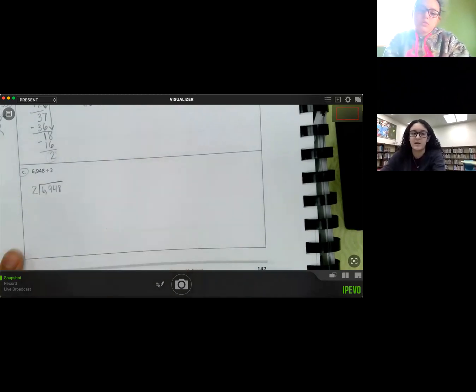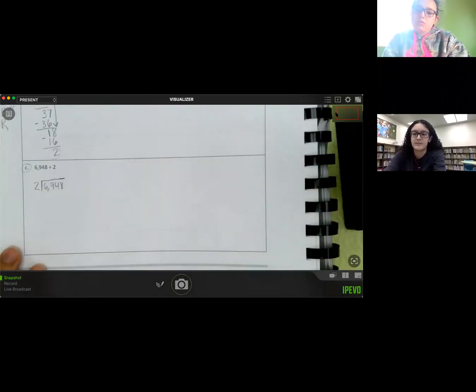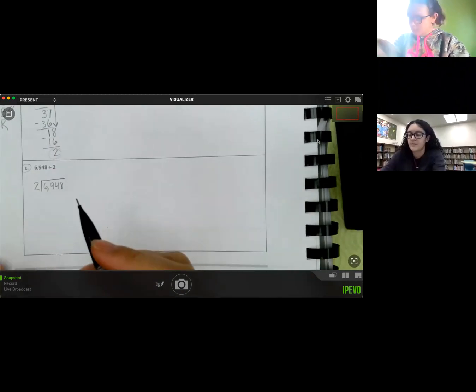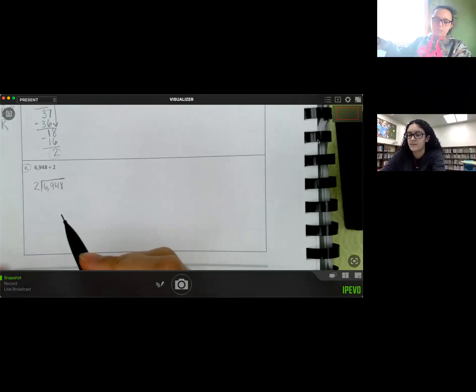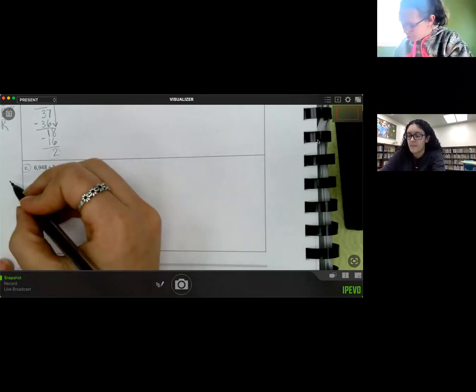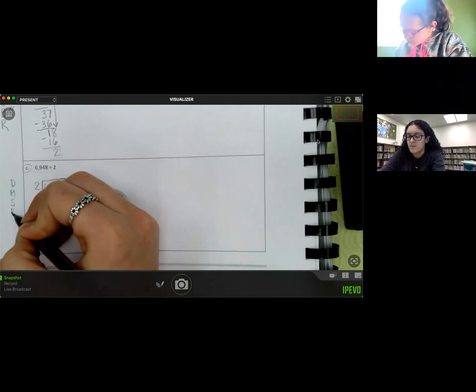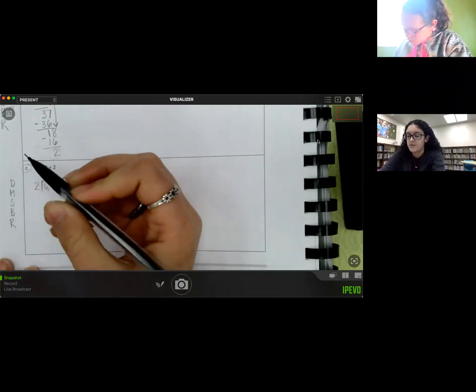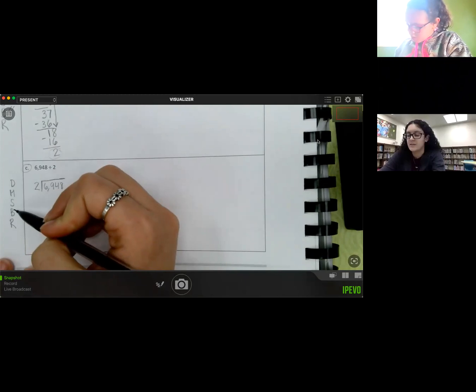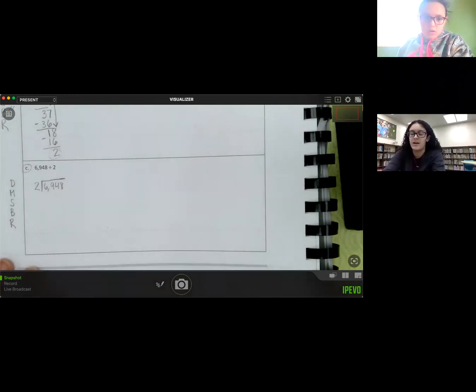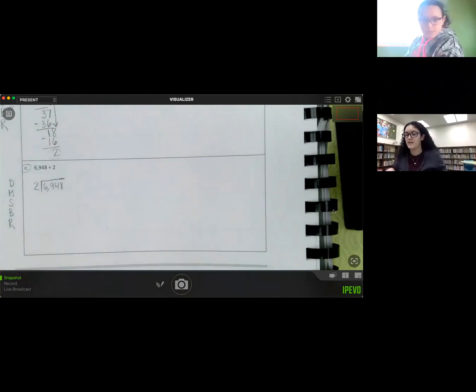All right, who can remind me of my steps so that I can write them down on the side to help me remember? Gracie? DMSBR. Right, for divide, multiply, subtract, bring down, and repeat or find our remainder. So Gracie, we're focusing on one place value at a time. What are we focusing on first?